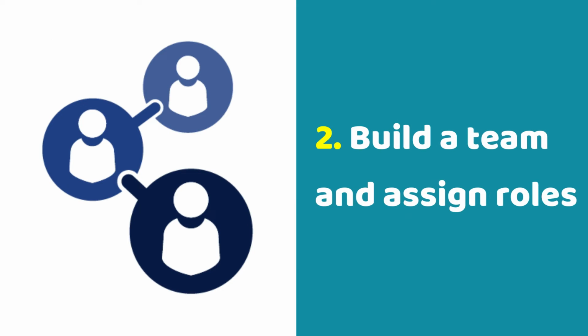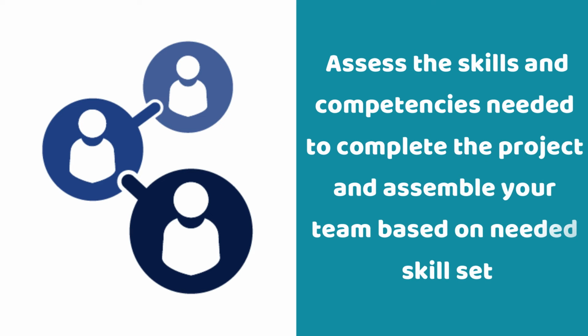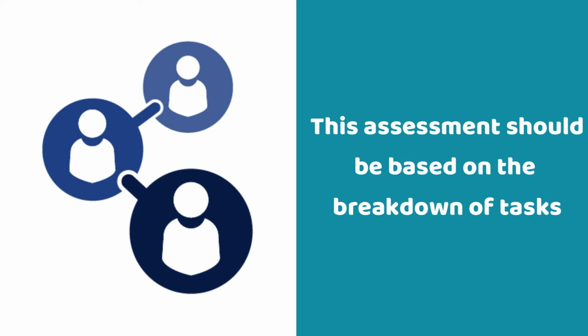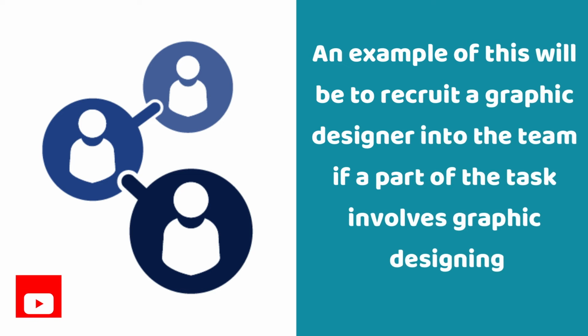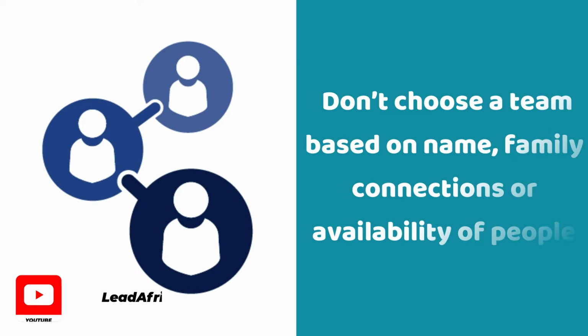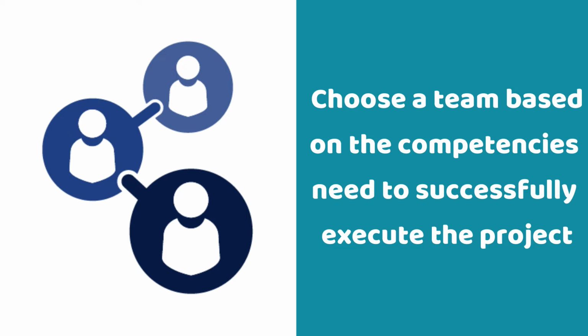Step number 2 is to build a team and assign roles. Assess the skills and competencies needed to complete the project and assemble your team based on the needed skill sets. This assessment should be based on the breakdown of tasks. An example of this will be to recruit a graphic designer into the team if part of the task involves graphic design projects. Don't choose a team based on name, family, connections, or availability of the person. Choose a team based on the competencies needed to successfully execute the project.